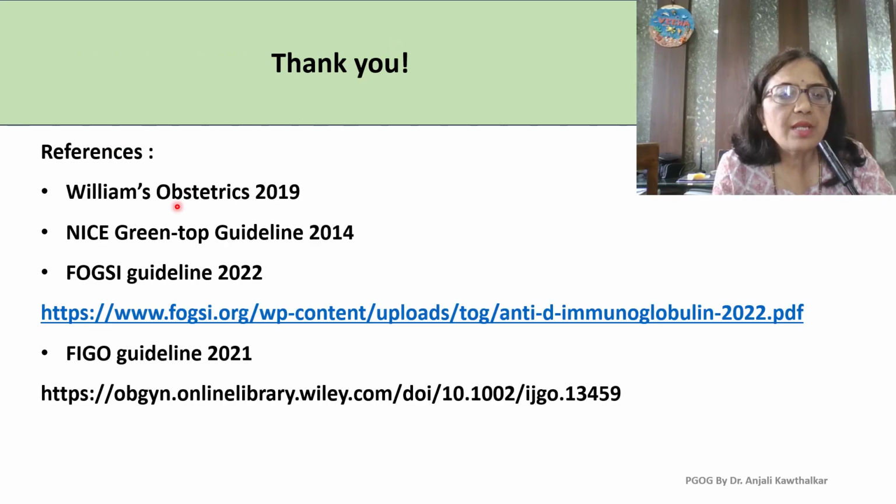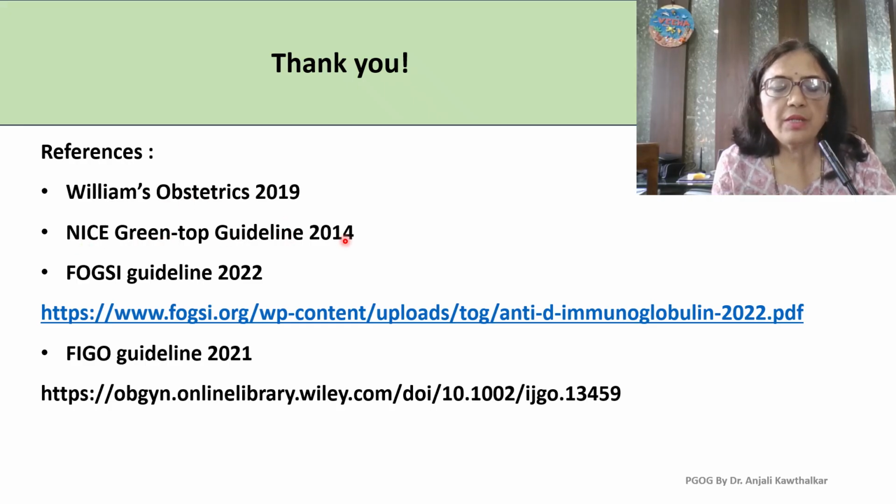Thank you so much. References: I have taken from Williams Obstetrics 2019. Then there is the nice Green-top guideline 2014, which makes it quite clear what is at present being done in the developed world wherever facilities are available. The FIGO guideline is mainly to prioritize into high priority, middle priority, and low priority, and accordingly prevent Rh immunization all over the world. This FIGO guideline is important, and FOGSI is the Federation of Obstetric and Gynaecological Societies of India. That also helped me a lot in preparing this topic.